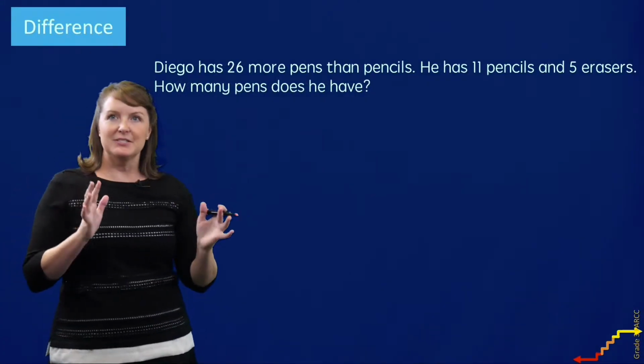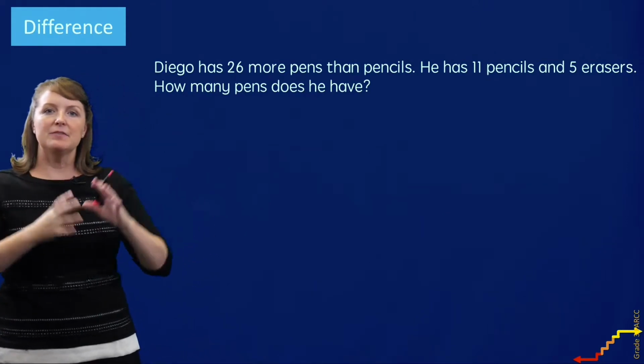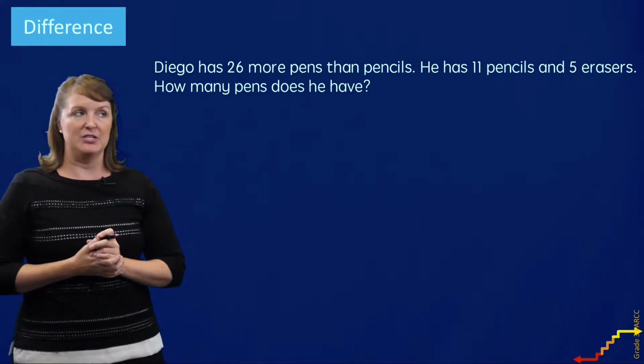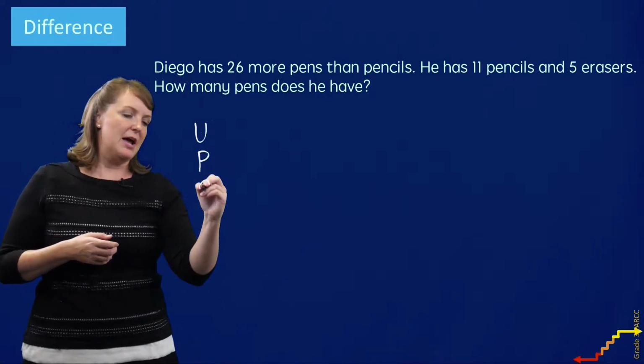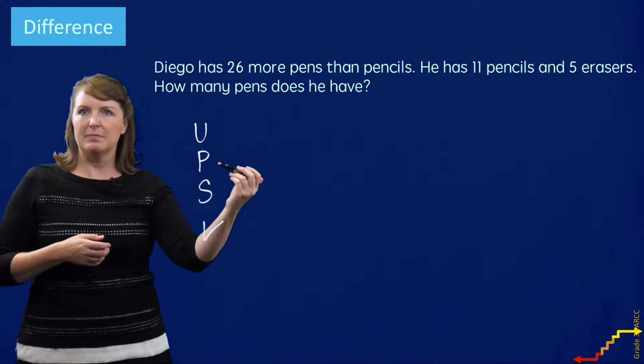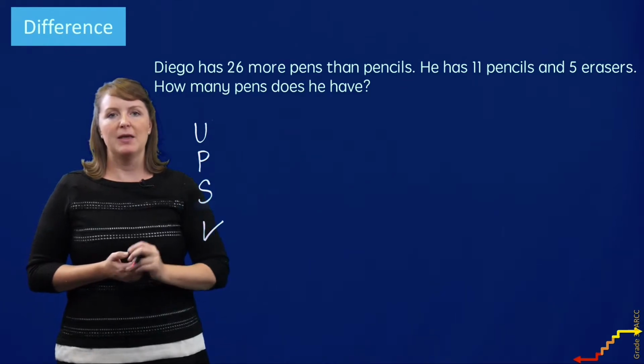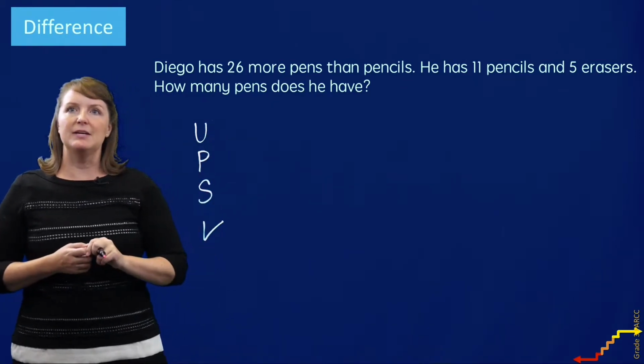Okay, so let's look at this difference problem. I see a mix of numbers and words, so I'm going to use my attack strategy. The attack strategy that I'm going to use right now is UPS check. I need to understand, plan, solve, and check my work. I'm going to understand this problem by reading it.